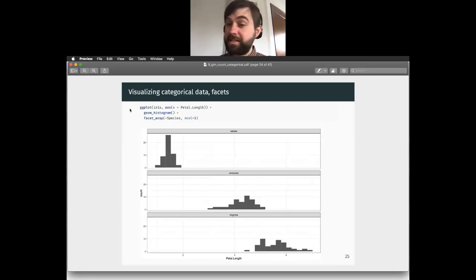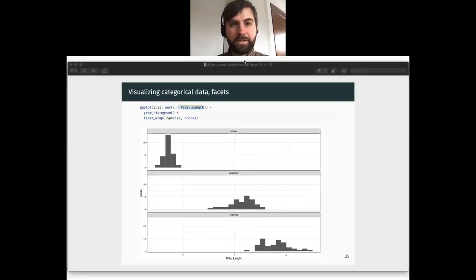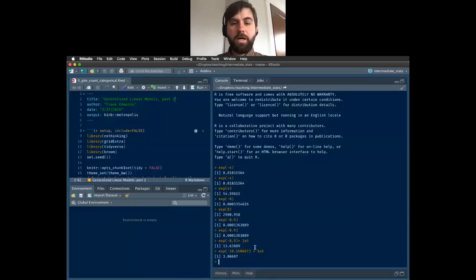So one way is to use facets. So here I'm going to do a histogram of the petal length of the, let me just show you this data. I'm sorry, I thought I had a slide that actually showed you the data. Oops, share, stop sharing, share RStudio, boom. Okay.